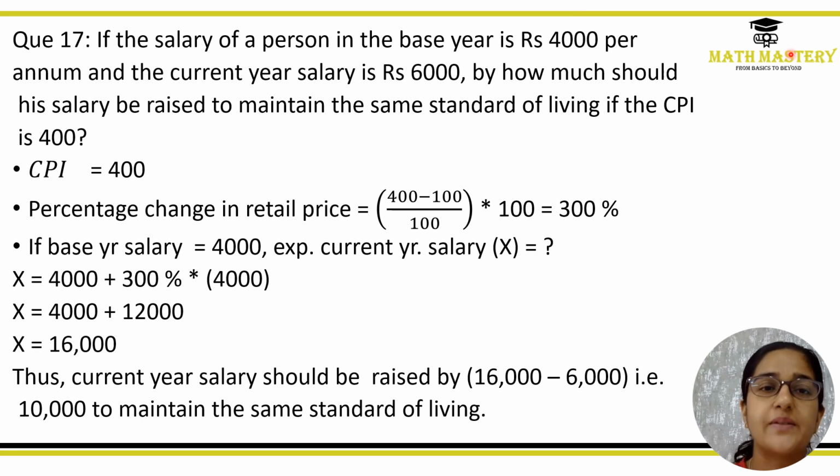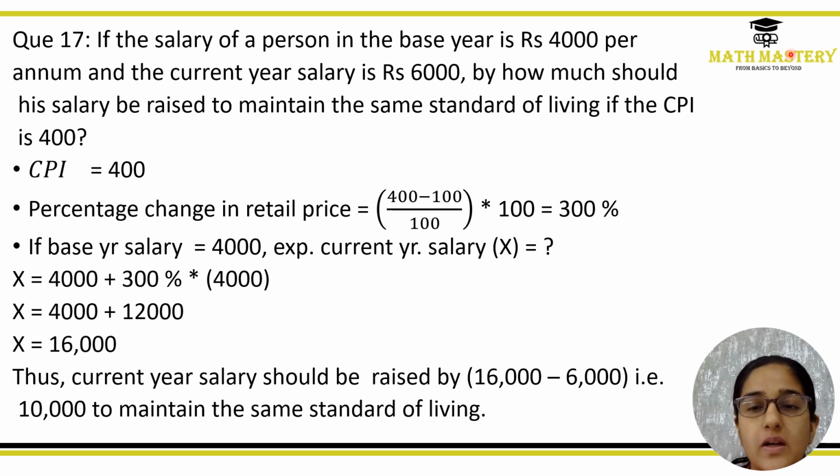Question number 17. If the salary of a person in the base year is rupees 4,000 per annum and the current year salary is rupees 6,000, by how much should his salary be raised to maintain the same standard of living if the CPI, which is the consumer price index, is 400?